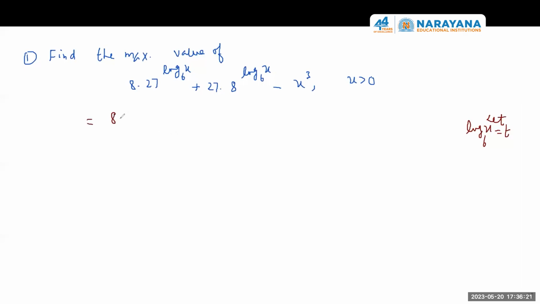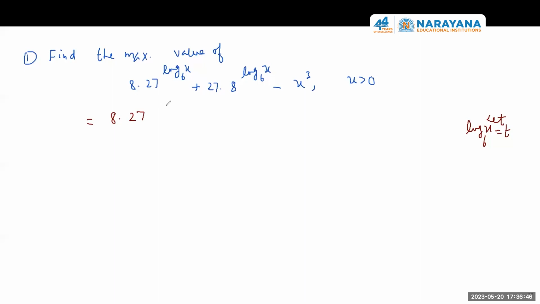Tell me. We can take log base 6 x cube as t. No issue, that does not matter, that also you can take. Let me take this only. So tell me, we can convert x cube in terms of t.